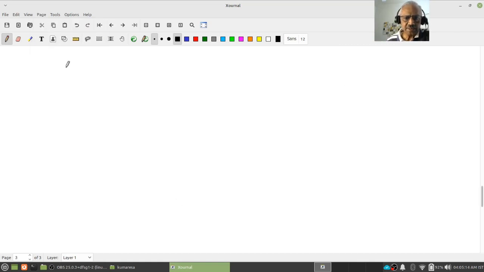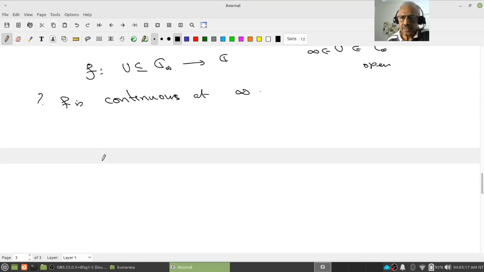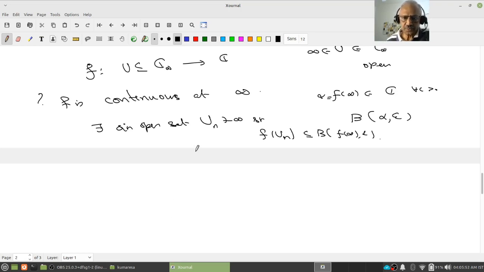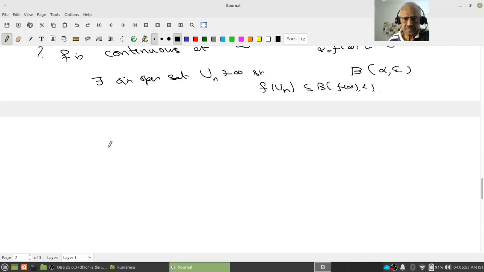Now that there is a topology, it is much easier. So what does it mean? Look at f of infinity. This is a point in C, call it alpha. Then for any given epsilon positive, let's look at B(alpha, epsilon). Then I have to find an open set U_n containing infinity so that f of U_n is contained in B(f(infinity), epsilon). It could be any open set also. Do you understand this? Yes, this is the definition of continuity.